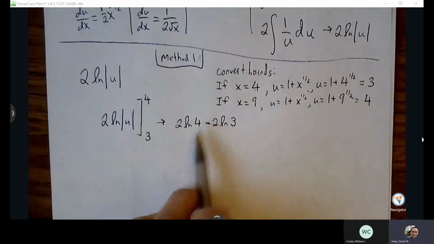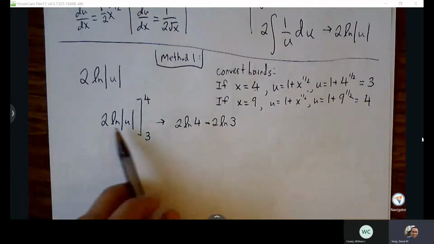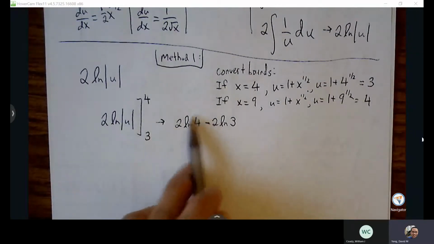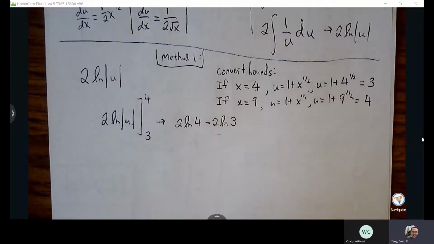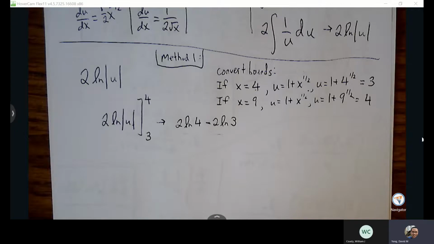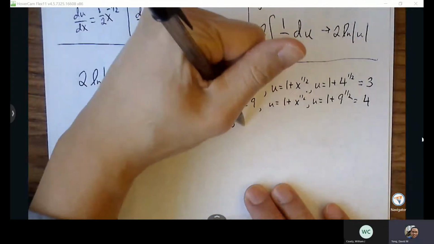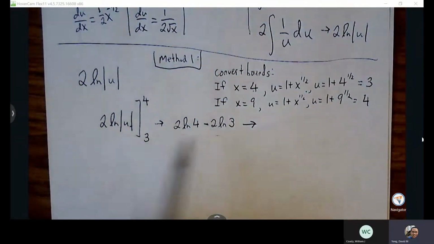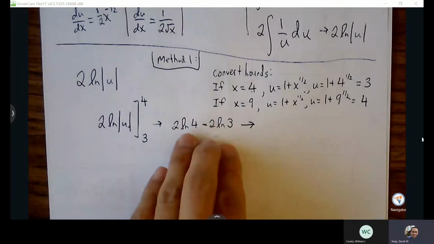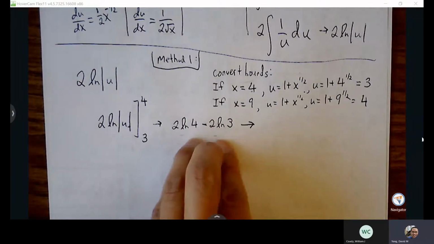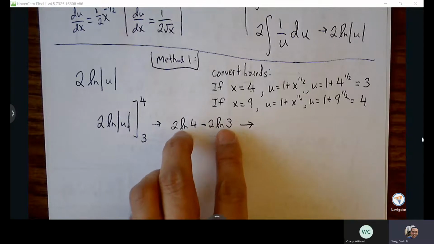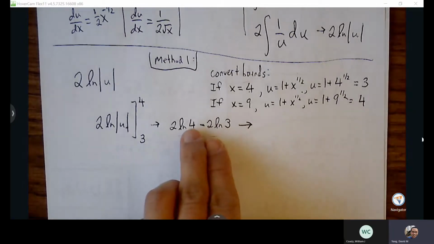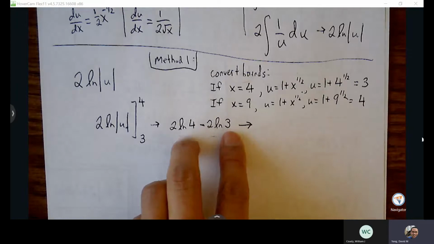And here I can have the absolute value, but I can also drop it as well because 4 is no longer a variable. We don't have to protect that value from being a negative. So we have 2 natural log of 4 minus 2 natural log of 3. This is perfectly fine, but just as a reminder, we could get this even more cleaned up using log properties. Remember, natural log of A minus natural log of B is just natural log of A over B.